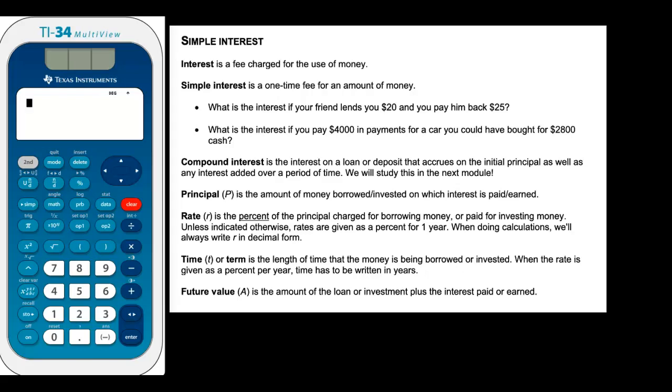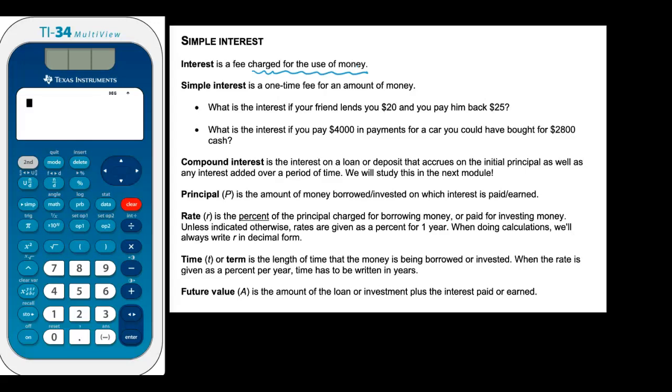In this video, we're going to talk about interest, particularly simple interest. Interest is just a fee that's charged for the use of money, and that could be in the form of buying a home, getting a mortgage, a car loan, student loans, a payday advance. There's interest charged with credit cards, any of those situations where you're borrowing money for something.